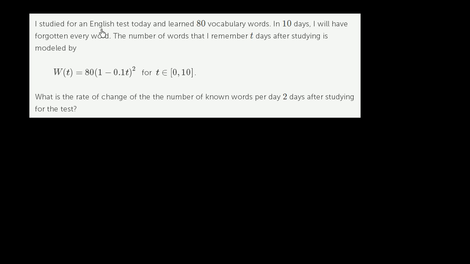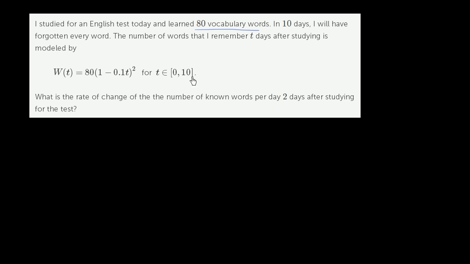I studied for an English test today and learned 80 vocabulary words. In 10 days, I will have forgotten every word. The number of words that I remember t days after studying is modeled by W of t, the number of words I have in my head as a function of time, which is equal to 80 times (1 minus 0.1t) squared, for t between 0 and 10, including the two boundaries.